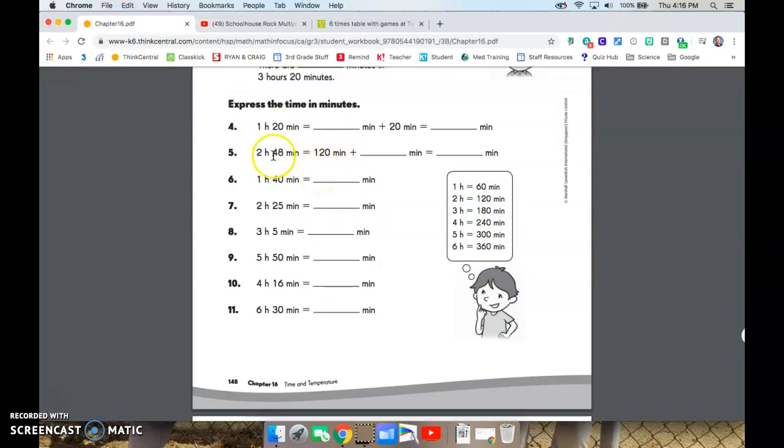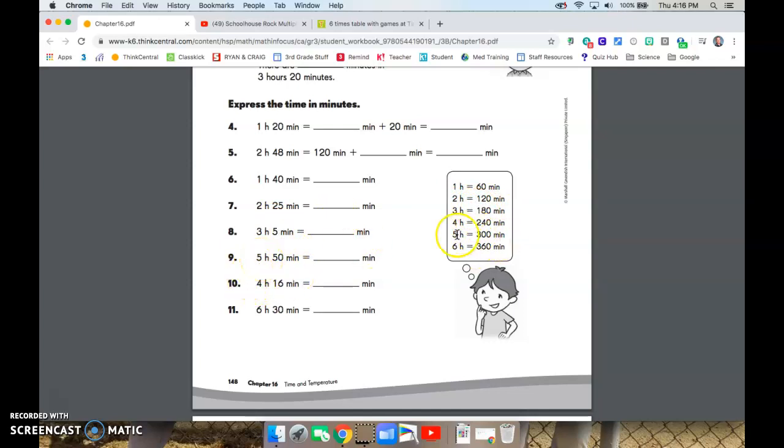2 hours and 48 minutes. That's 120 minutes right there for the 2 hours. So plus 48 minutes. So 120 plus 48 equals 168 minutes. 1 hour and 40 minutes. That is 60 minutes plus 40 minutes, which is 100 minutes. 2 hours, so there's 120 minutes plus 25. 120 plus 25 is 145. 3 hours is 180 minutes, plus the 5 minutes is 185.